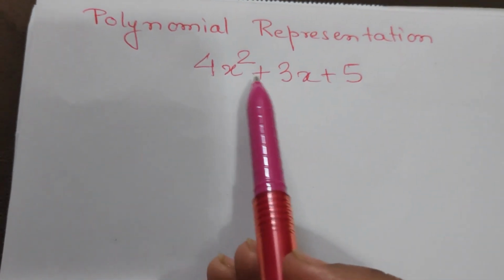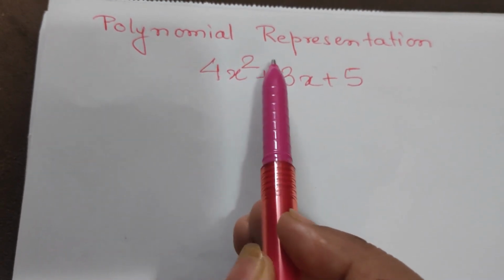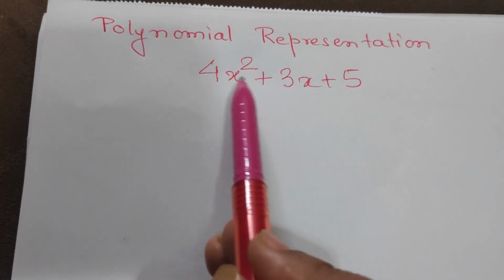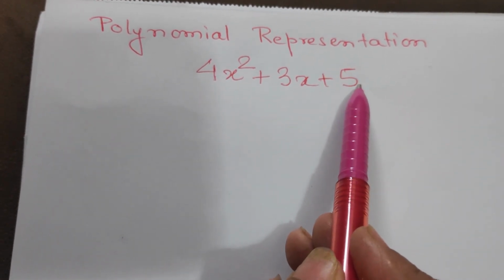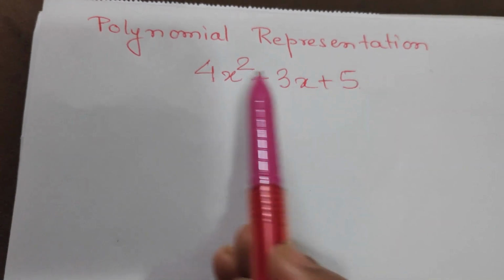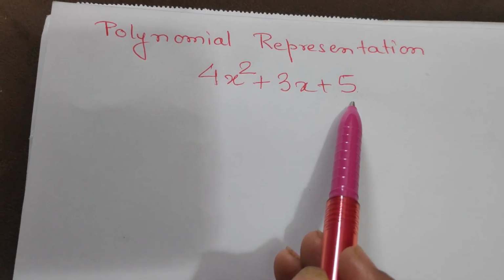So you see, there is a variable and there are powers of the variable in the expression. This is x squared, this is x to the power 1, and this is x to the power 0. And each of the terms is associated with a coefficient.